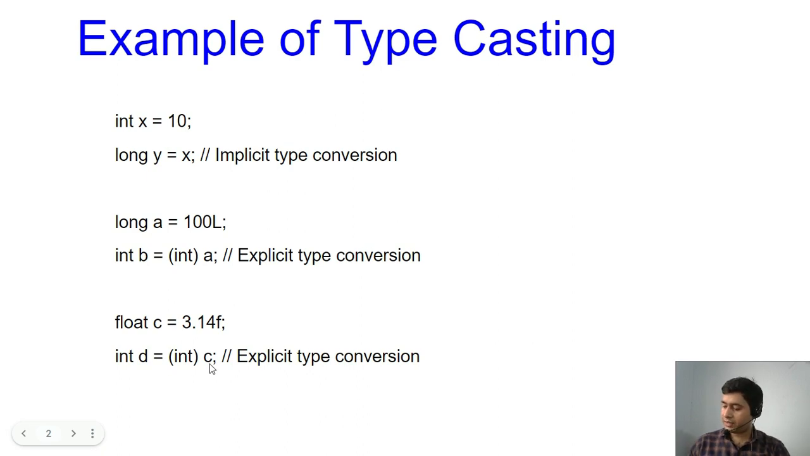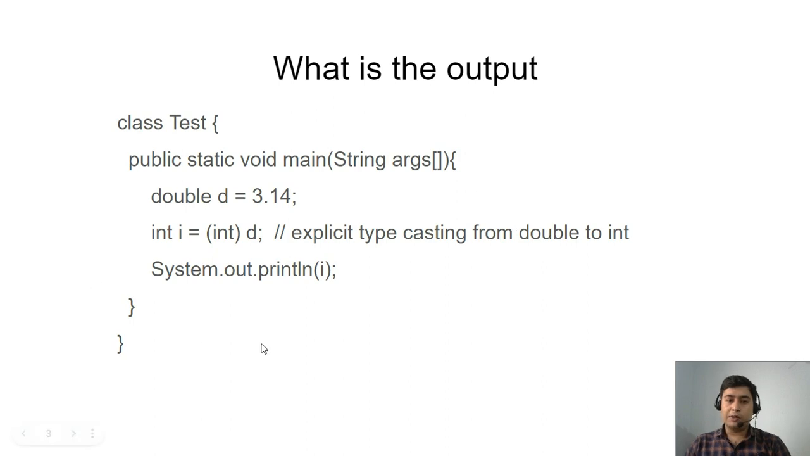Okay, next, what is the output? So here this is the class Test, public static void main(String[] args). Try this code in your local and please comment the output. This is the explicit typecasting, and please comment the output in the discussion, and in the below you can see the discussion where you can type your output and also explain why this is the output.